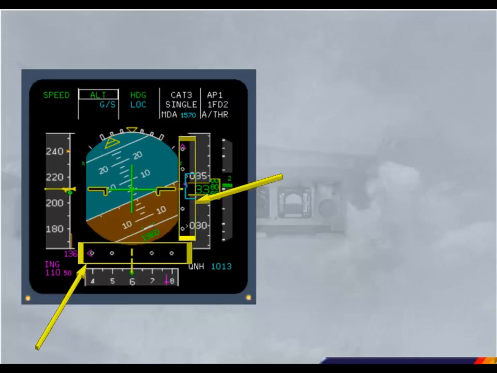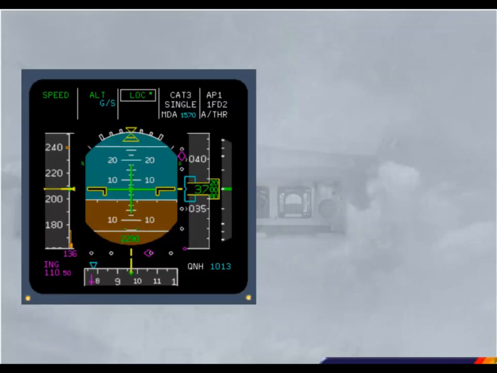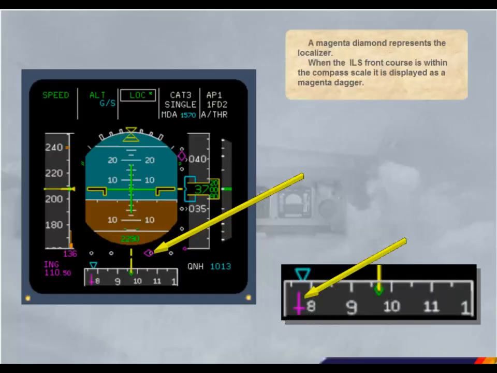The ILS front course will be displayed in magenta at the side of the compass scale if the figure is outside the visible scale. A magenta diamond represents the localizer. When the ILS front course is within the compass scale, it is displayed as a magenta dagger.